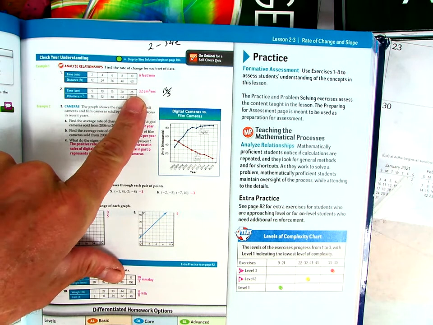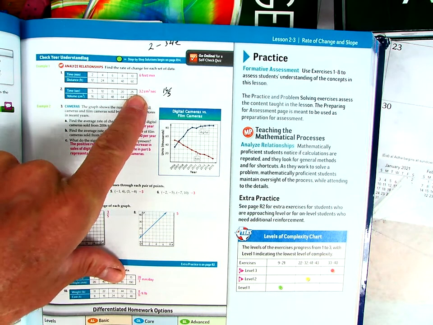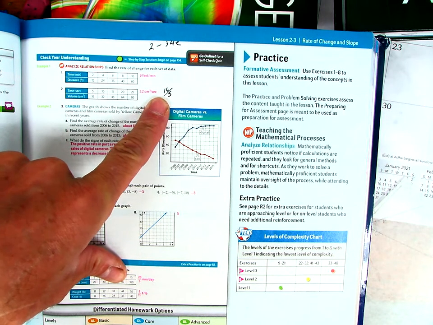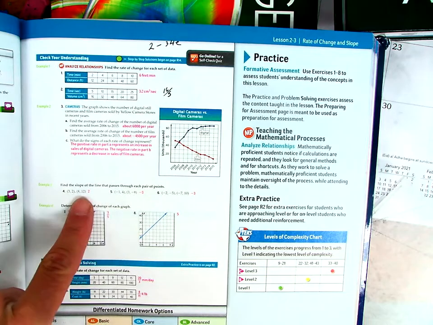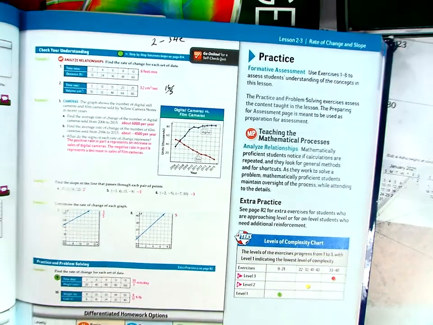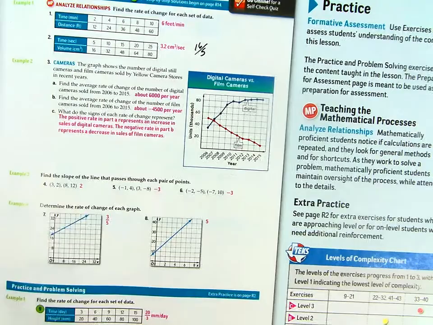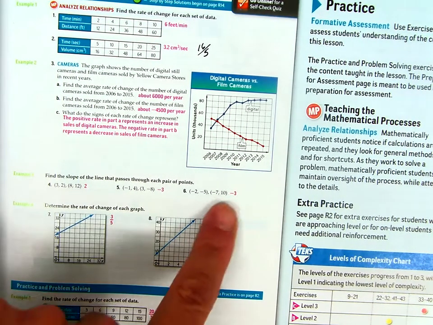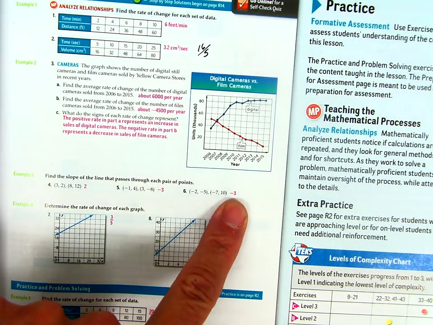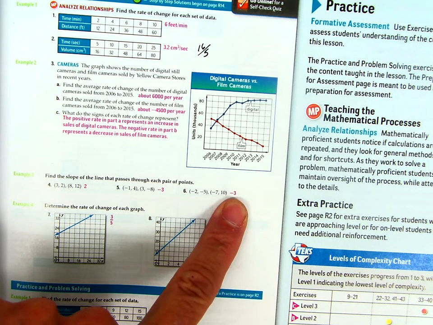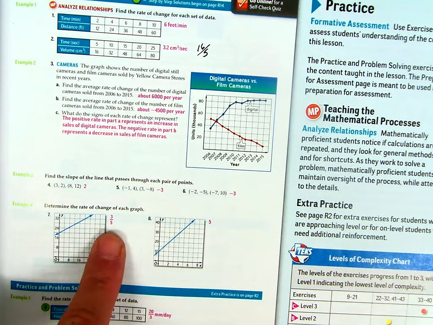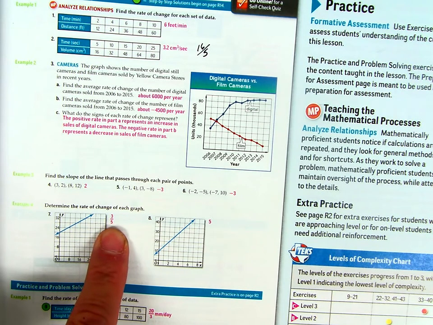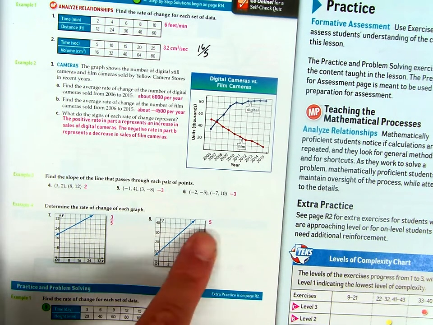All right, number 2 was 3.2 or 16 over 5. Number 4 was 2. Number 6 was negative 3. Number 7, 3 over 5. And number 8 was 5.